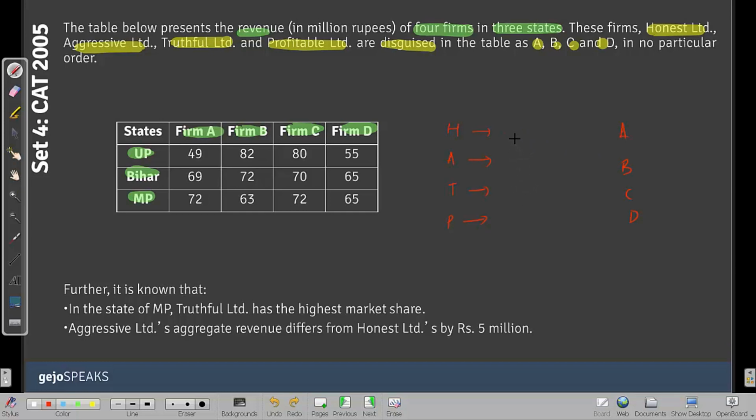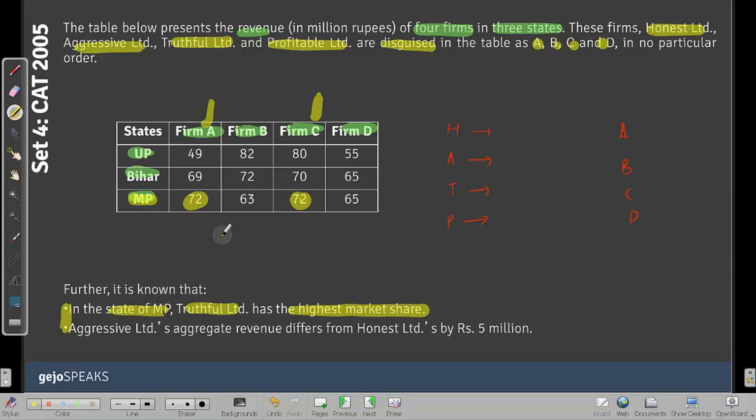It could even be a case where you have multiple cases, so H could be either A or B. Very likely we're going to have multiple cases, given that the number of rules given is just 2. There are just 2 pieces of additional information. For example, in the state of MP, Truthful Limited has the highest market share. The highest market share there is 72, and that is A or C. So already we have multiple cases here.